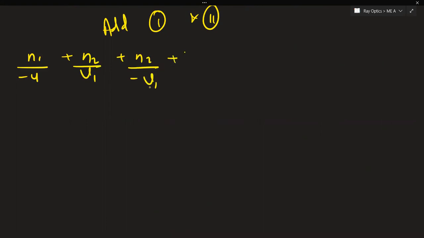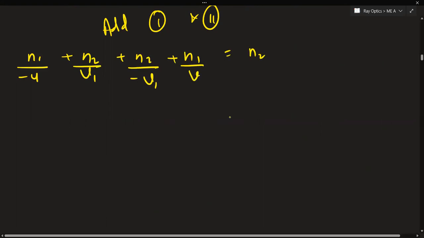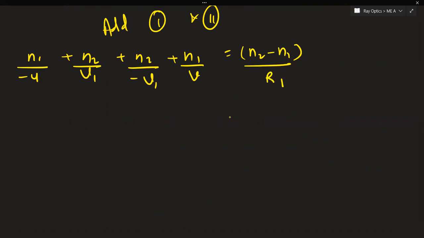And it was what? Plus n1 by v. This is equal to adding both the terms that are present on the right hand side. So that becomes n2 by n1 minus n1 by R1 was there. Then n1 minus n2 by R2. This we had. Is anything getting cancelled? Yes, see, these two terms are getting cancelled already.